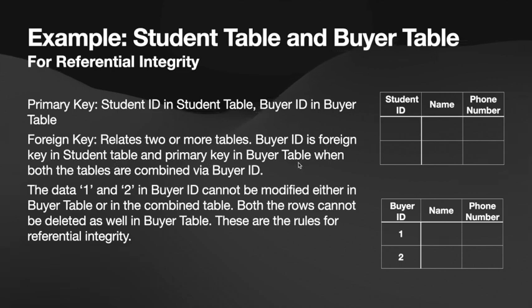When both the tables are combined via buyer ID, the data 1 and 2 in buyer ID cannot be modified either in the buyer table or in the combined table. Both the rows cannot be deleted as well in the buyer table. These are the rules for referential integrity. So this is simple, and this has been illustrated before, and here you can see how it is getting implemented and how it works.